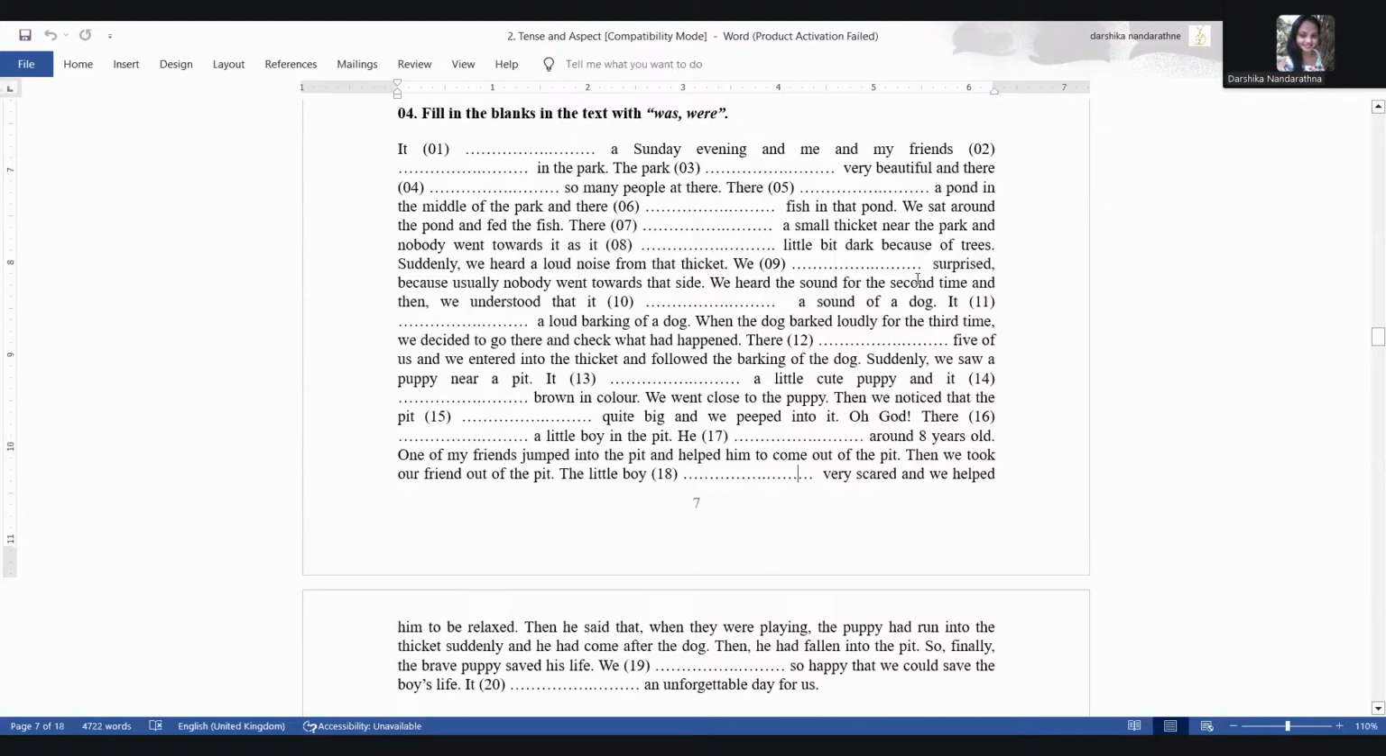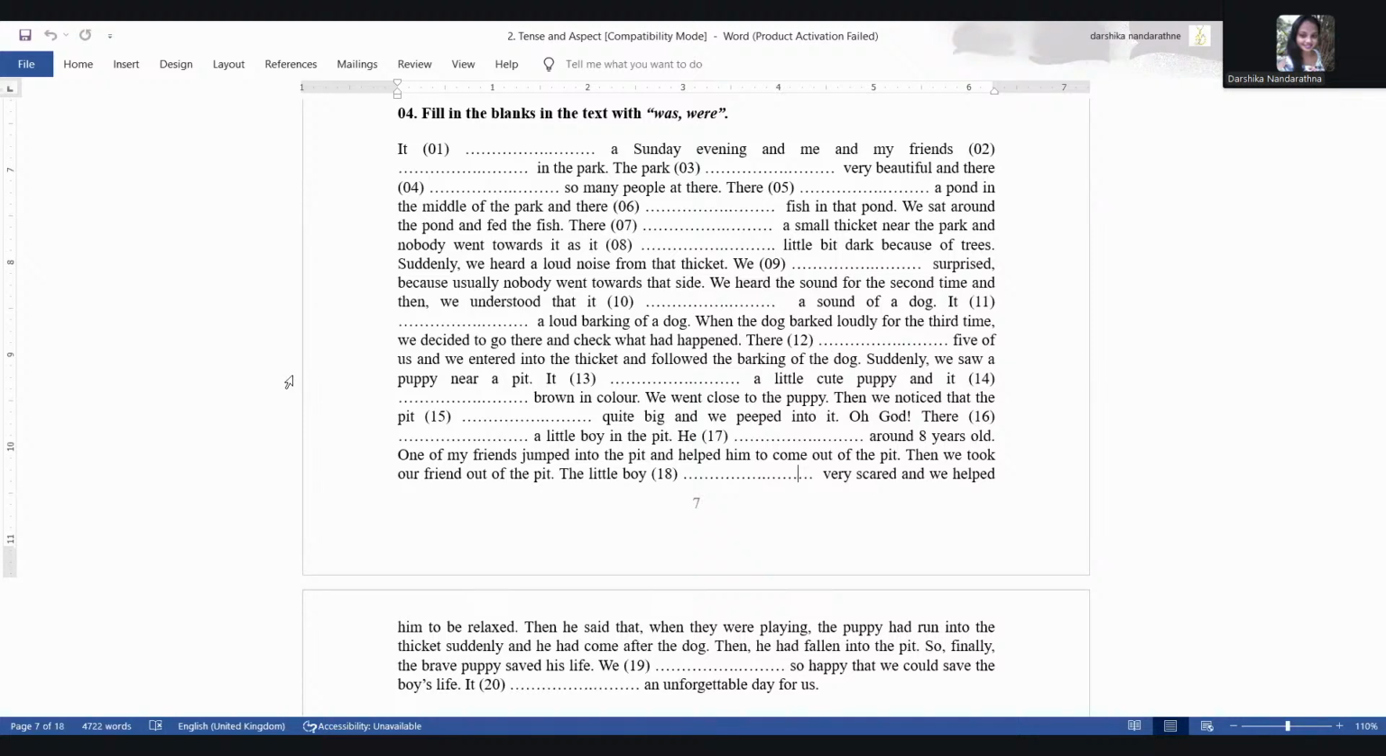We heard the sound for the second time and then we understood that it was, yes, it was a sound of a dog. It was a loud barking of a dog. When the dog barked loudly for the third time, we decided to go there and check what had happened. There were 5 of us, and we entered into the thicket and followed the barking of the dog.